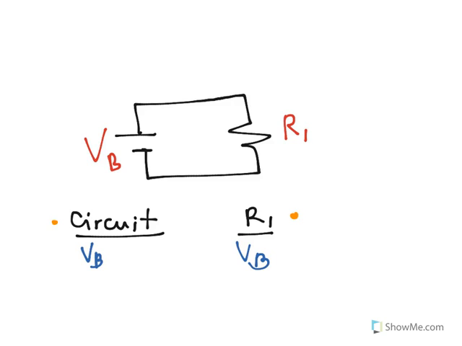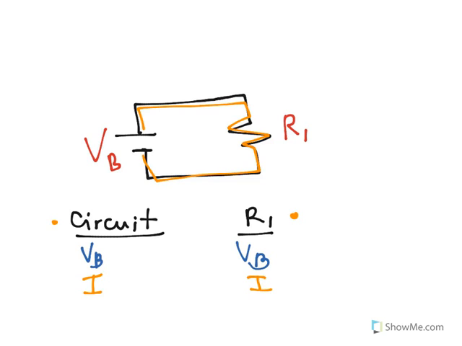Since there's only one path for current to flow, we can also tell that the current is going to be the same for the entire circuit. There's no other alternative path for current flow. So the current for the circuit is just I, and the current across R1 is also I. There's no other way for current to flow in this case.